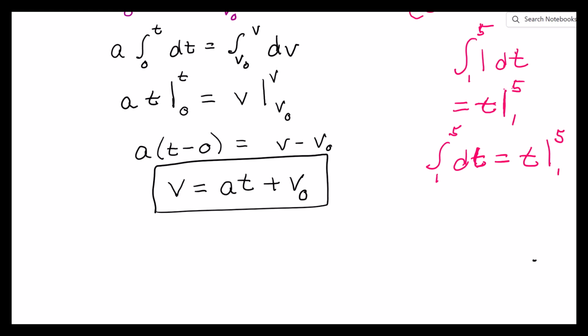But just so that you know that this makes sense, velocity is in meters per second, and acceleration is in meters per second squared, time is in seconds. So this and this will cancel out. So you got meters per second equals meters per second plus meters per second. So the units make sense. So that's a pretty good indication that we're going the right direction.